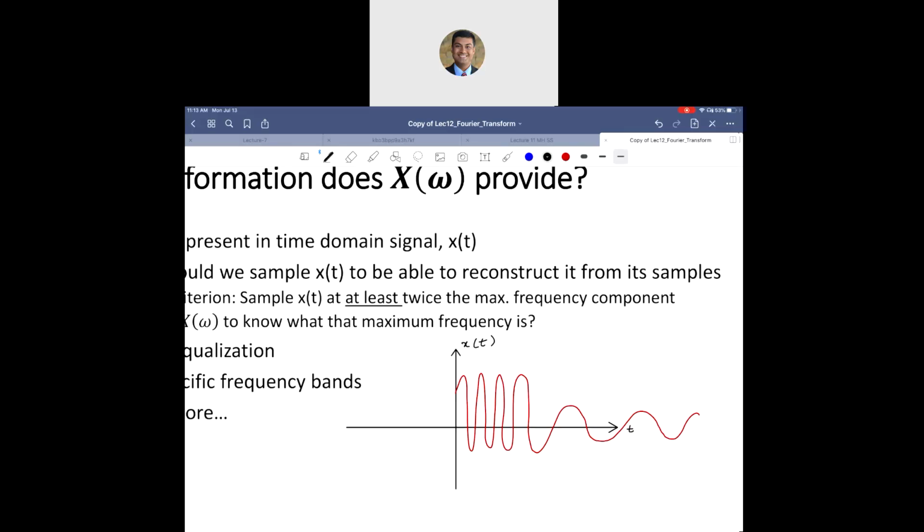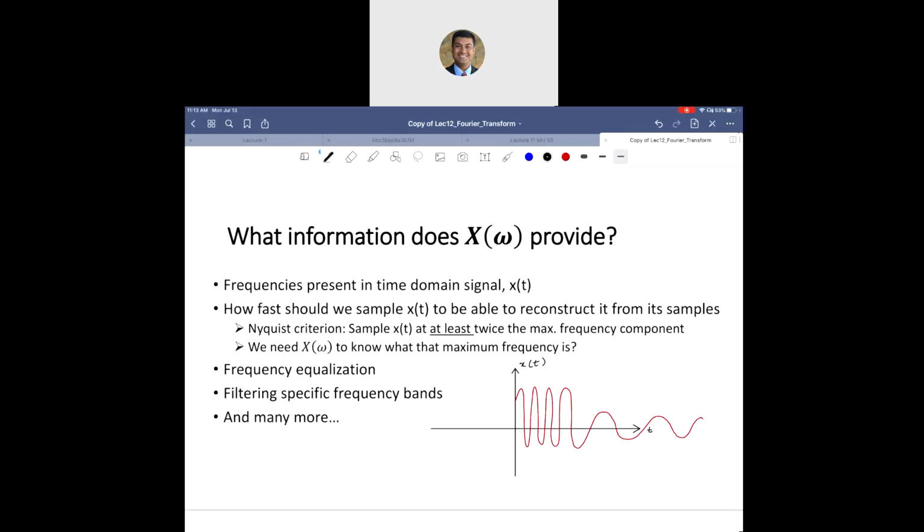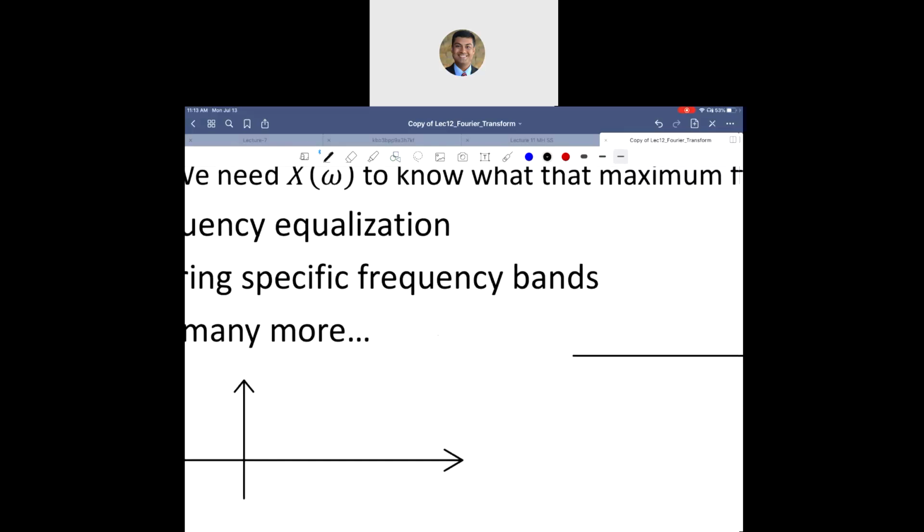So when you sketch X of omega, let us say I have the absolute value of X of omega, the magnitude of X of omega, because X of omega can be complex. So it will have magnitude and phase. Right now I'm only worried about the magnitude with respect to omega.